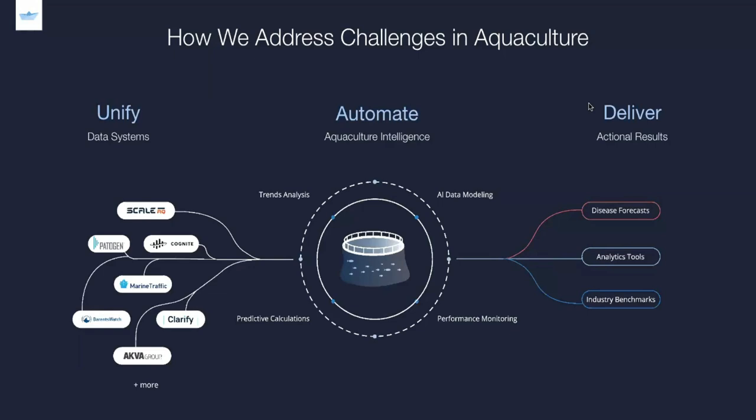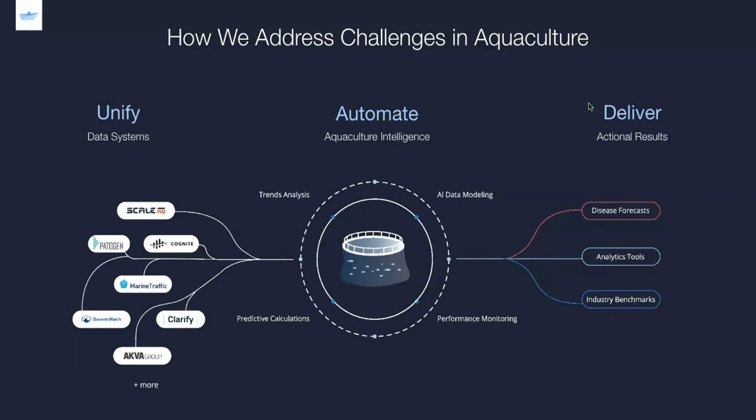We unify data systems. We bring in data from different places. We apply advanced analytics on top of that, and then try to deliver actionable results. And this comes across as largely disease forecasting, analytical tools, and industry benchmarks, insights that we aim to use to help the industry make better improvements and raise healthier fish.